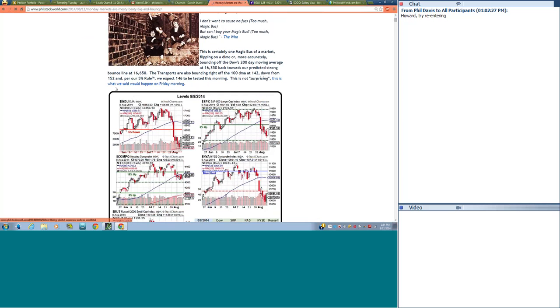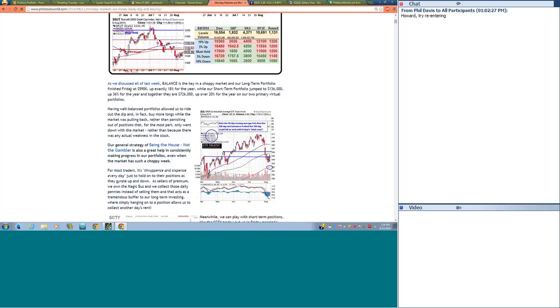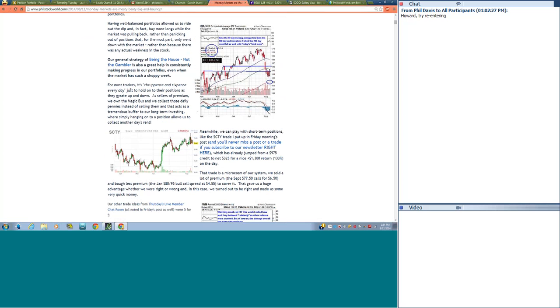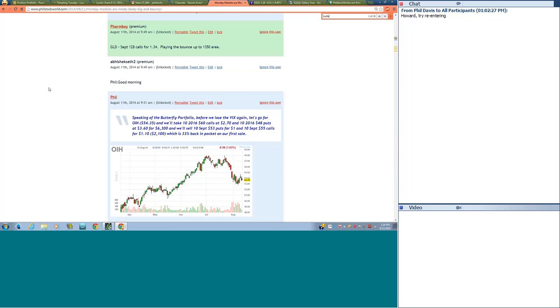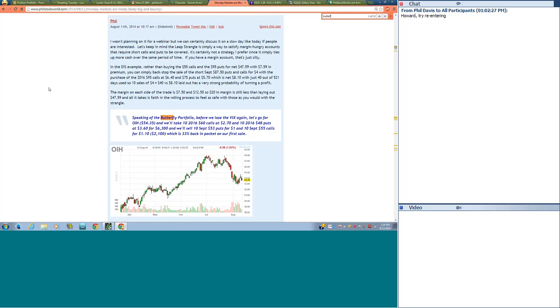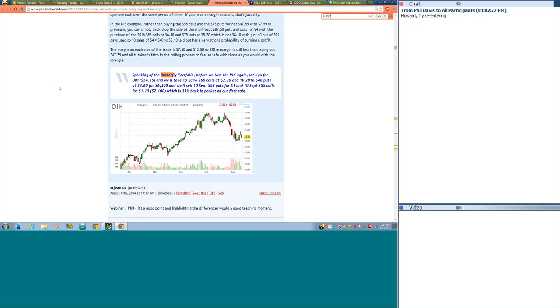So we expected to bounce on Monday. We got the bounce. That's not an issue. Butterfly. There we are. So I said before we lose the VIX again. Now what does that mean if I say before we lose the VIX again? It means that when the VIX is high, and it was dropping while I was saying that, when the VIX is high, we get better pricing for the options that we sell.